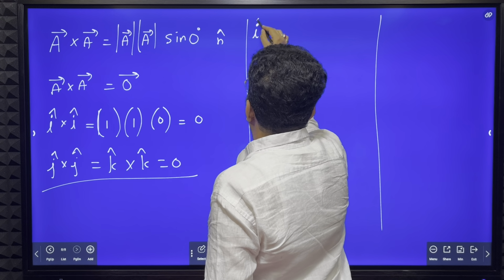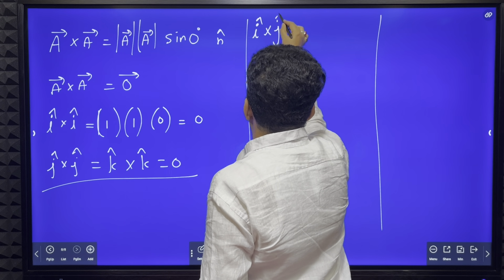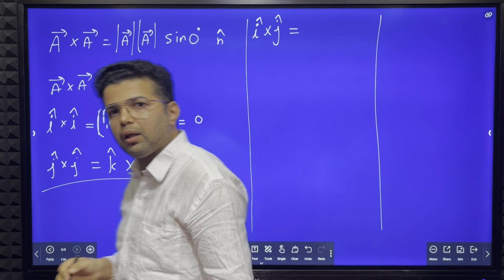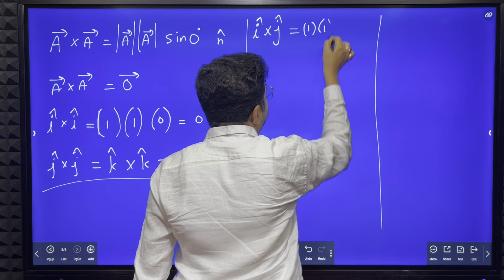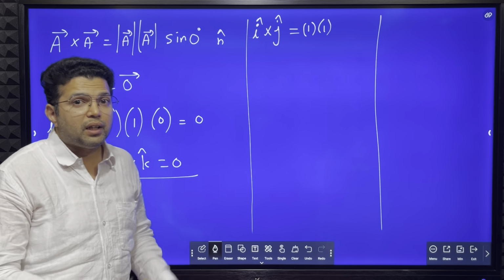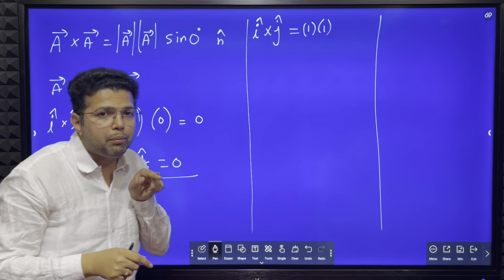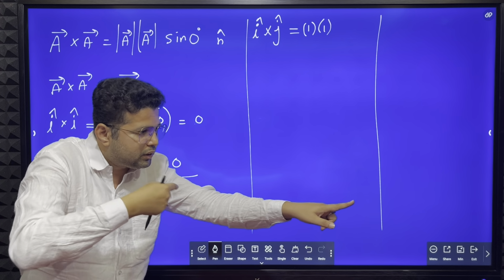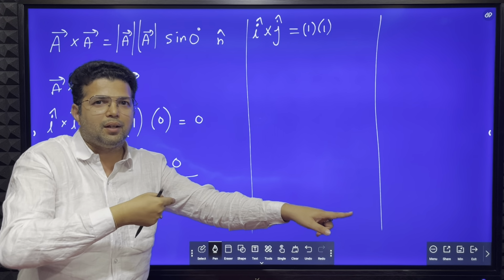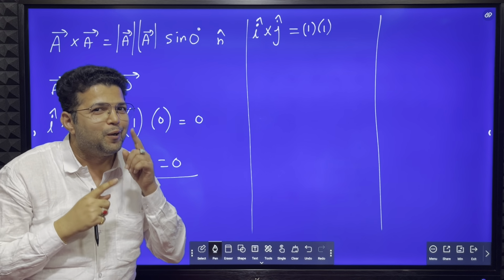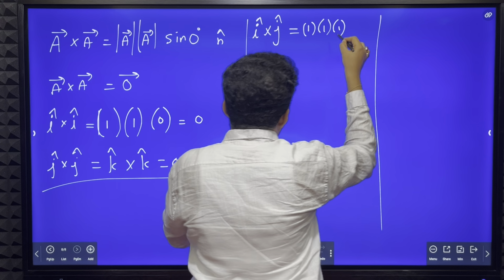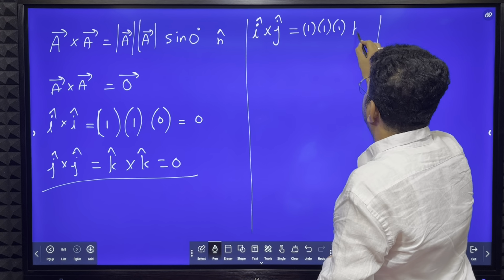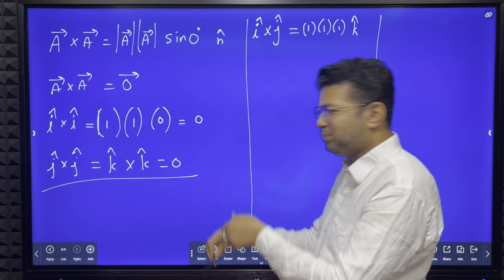Okay, next. What if I do i cap cross j cap? Magnitude of i cap into magnitude of j cap into sine of the angle between the two vectors. What is i cap? Unit vector along x axis. What is j cap? Unit vector along y axis. What is the angle between them? 90 degree. What is sine 90? Sine 90 is 1 into, I should write a unit vector which is perpendicular to both i and j.